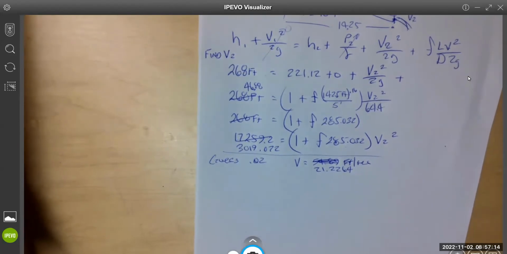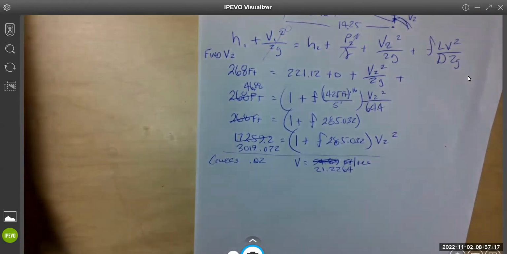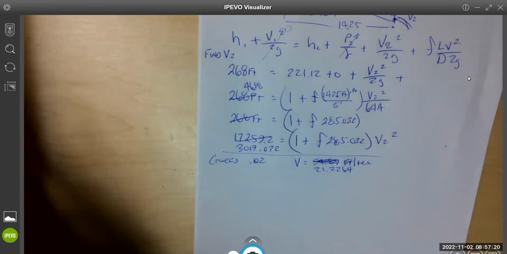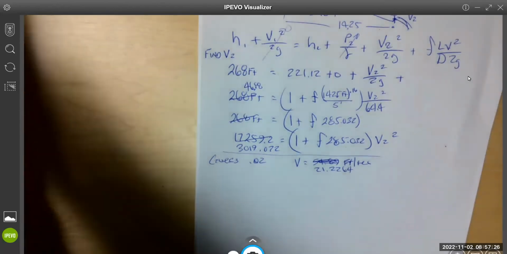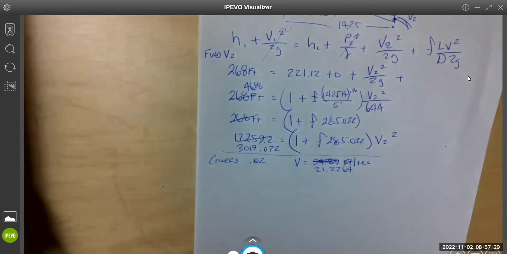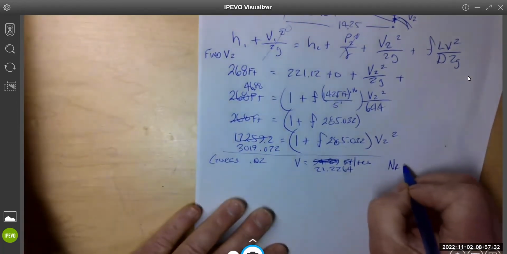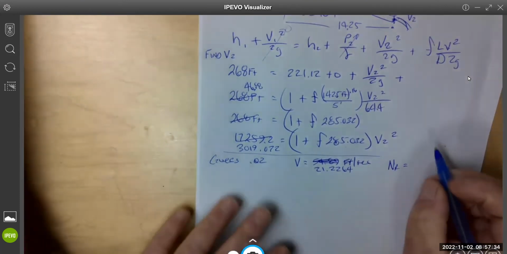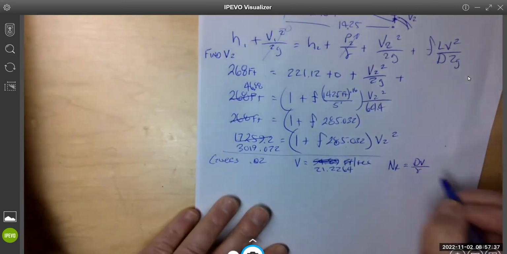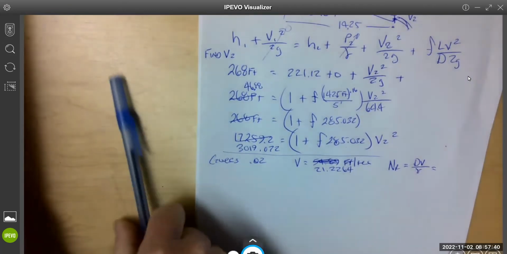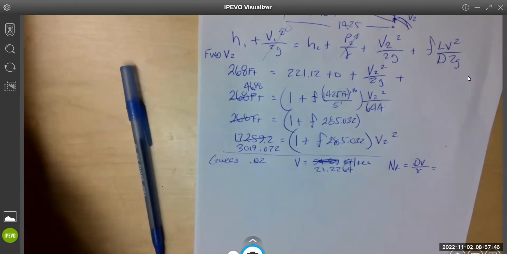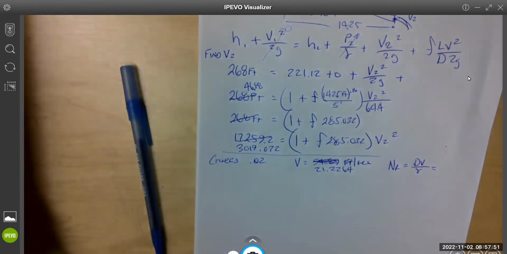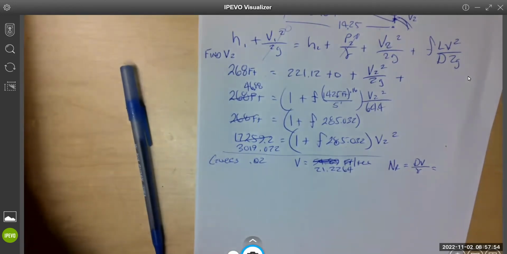Now we can get the Reynolds number and we can get the other side of the Moody's diagram. I can find the Moody's diagram. There it is. So I'm going to go Reynolds number. Remember, that's diameter, velocity, viscosity. Diameter is 5, and now our viscosity is 1 times 10 to the minus 5.